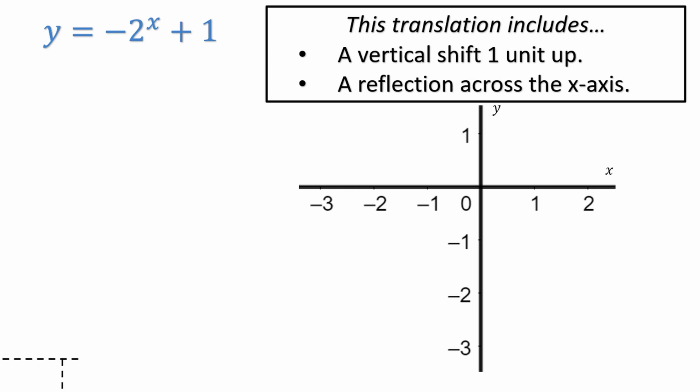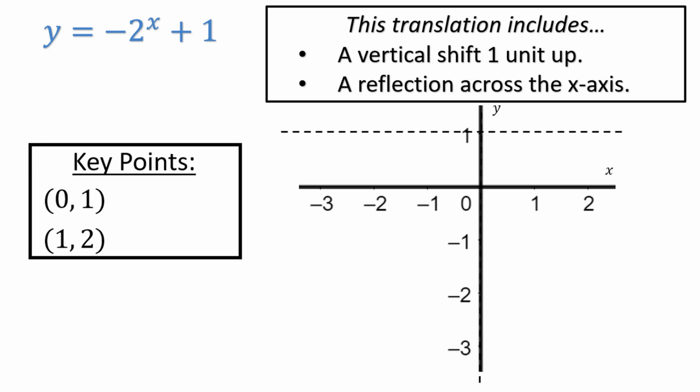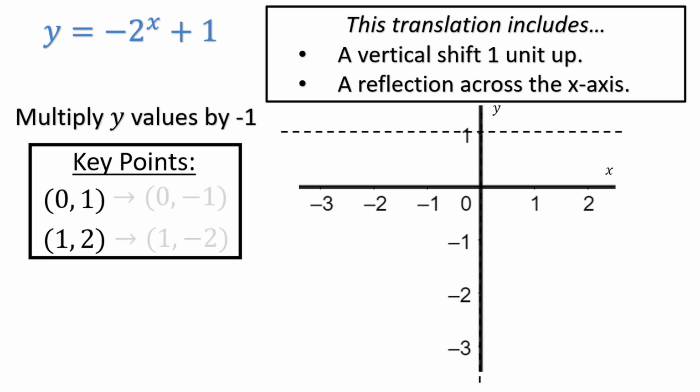Everything needs to be shifted 1 unit up, so that we have 0, 1 as our new pretend origin, which means our asymptote will be at y is equal to 1. We normally would have the key points 0, 1 and 1, 2 on the graph of 2 to the x, but the negative sign tells us to multiply our y values by -1, giving us the new points 0, -1 and 1, -2. Now, these aren't actually points on our graph, but they are points that we can graph with respect to our new pretend origin.